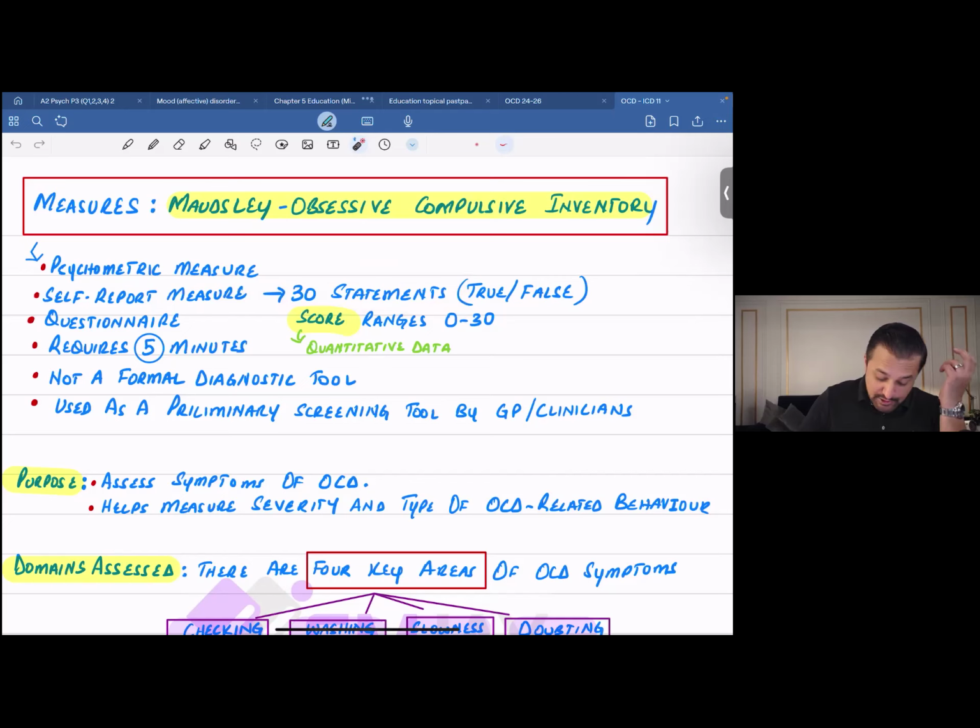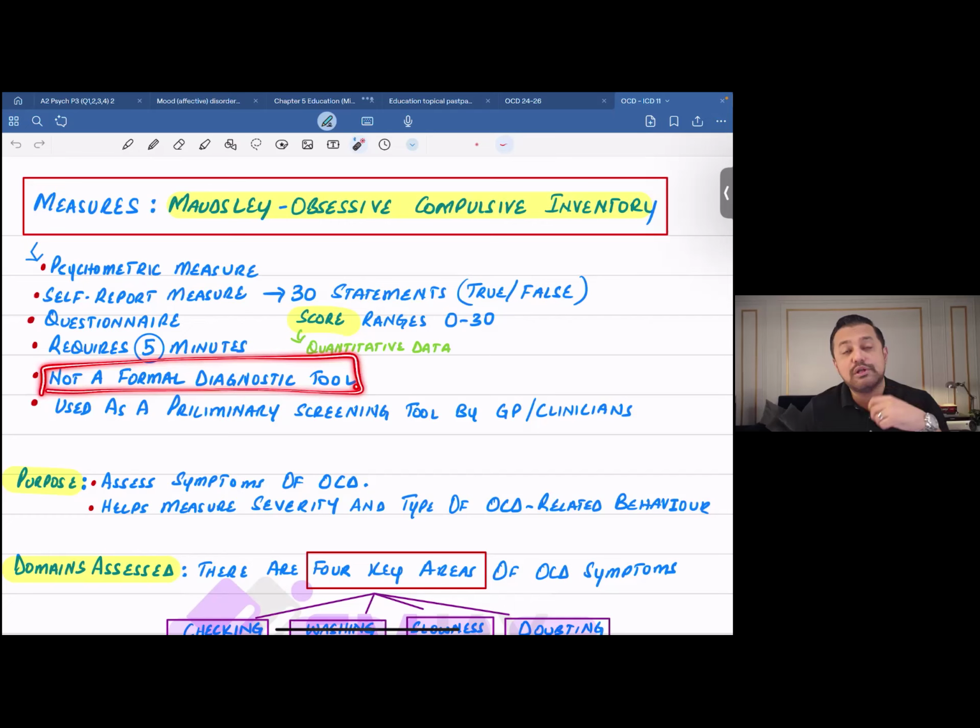Also, it's pretty important that we keep in mind that MOCI is not a formal diagnostic tool. It's just a preliminary tool, a preliminary measure that is used by many general physicians and clinicians so that they could refer the patient or the potential patient to a psychologist.